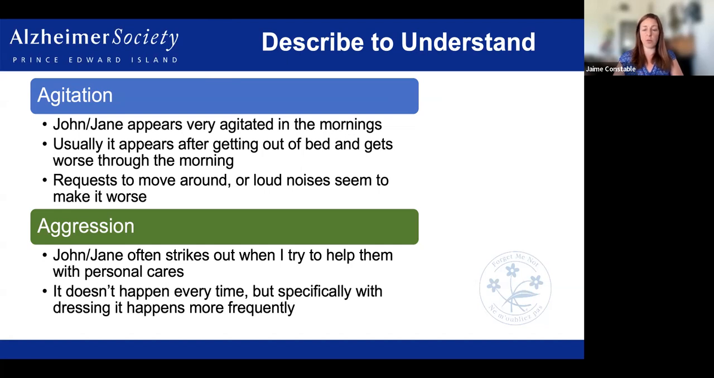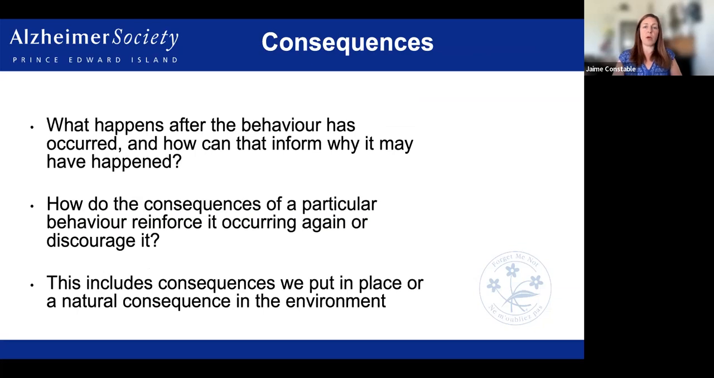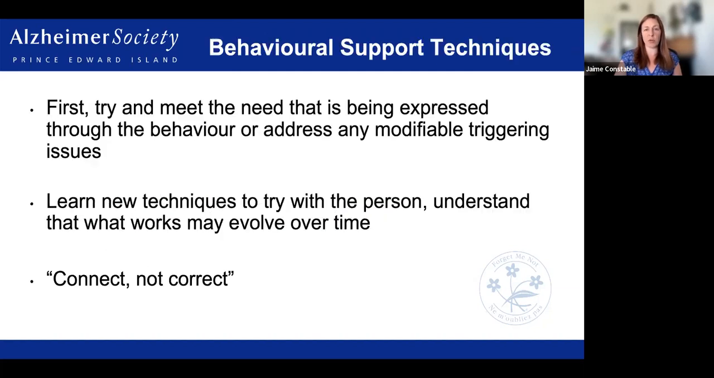Again, you need to figure out kind of what's going on for that specific person. When we're talking about the C, consequences, write down and look at what happens after the behavior has occurred and how that can inform why it might have happened. How do the consequences of a particular behavior reinforce it occurring again or discourage it? And this includes consequences that we put in place or a natural consequence of the environment.